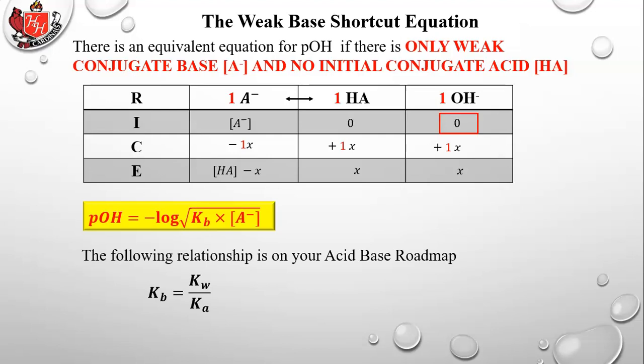And the following relationship is from your acid-base roadmap, that Kb equals Kw over Ka. So if you need to know what Kb is, books don't give you Kb values. They give you Ka values. So how do you get to the Kb value? You use that formula. Kw is called the autoionization of water constant, and that's 10 to the negative 14th, always in this class. So it's 10 to the negative 14th divided by the Ka value that you could get out of your book, and that'll give you the Kb value.